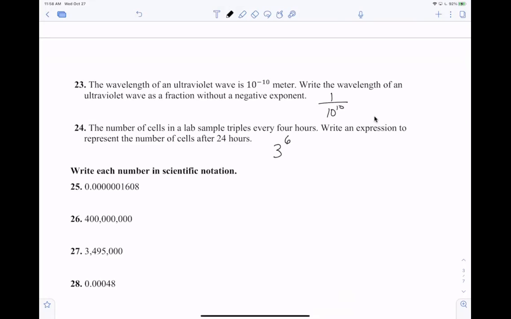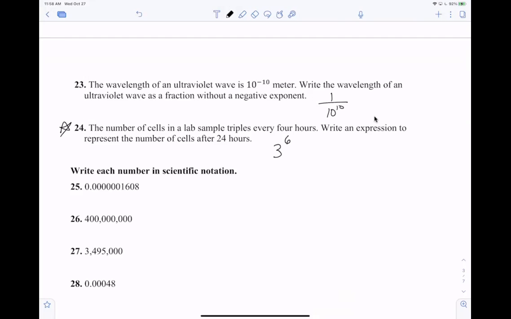Oh, you're right. That was kind of hard. When something triples, you're multiplying it by 3. Now how did you come up with 6 again? Explain that. Every 4 hours, it's going to triple 6 times. That's exactly right. I like that a lot.